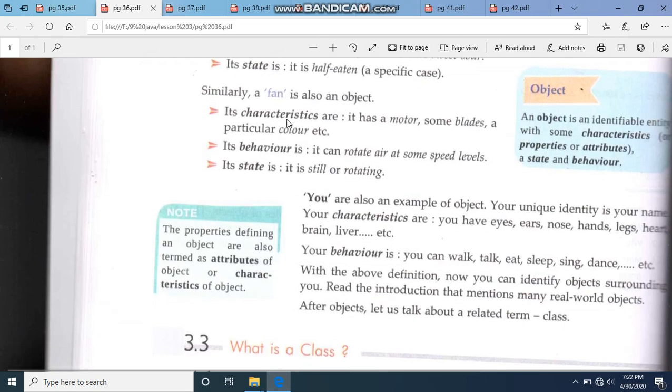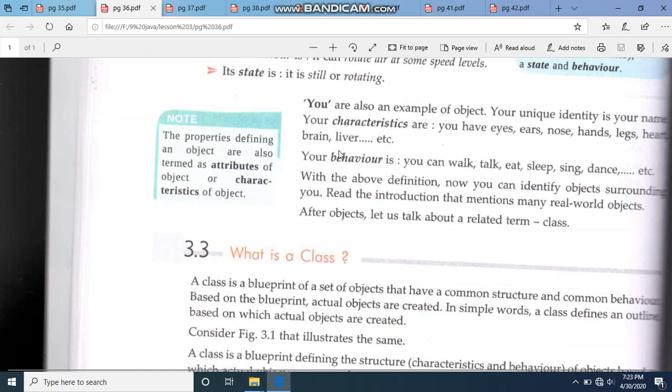Similarly, they have taken another example here, that is a fan. Characteristics: it has a motor, it has some blades, it has a particular color. Its behavior is that it can rotate air at some speed level. And the state: if it is on, it is rotating. If it is off, it is still.